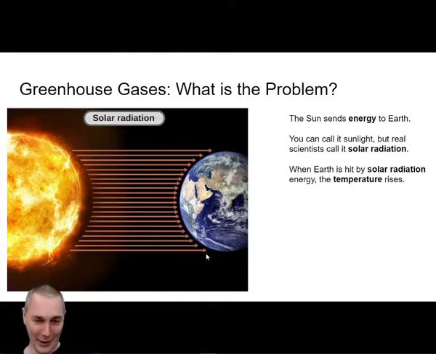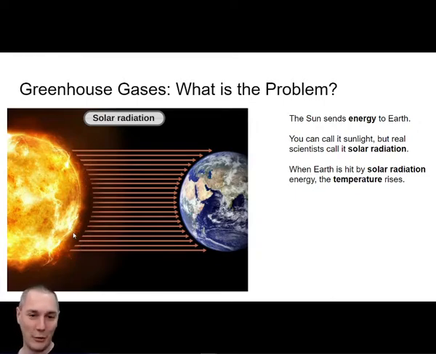So we've got a big star in our solar system called the Sun, and the Sun sends planet Earth its energy in the form of something called solar radiation. You can call it sunlight if you like, but only if you're at primary school. If you're at secondary school, you shouldn't be talking about sunlight anymore. You should be talking about solar radiation.